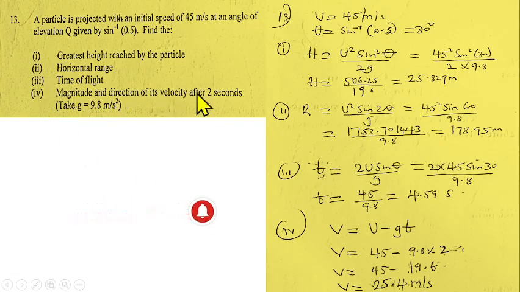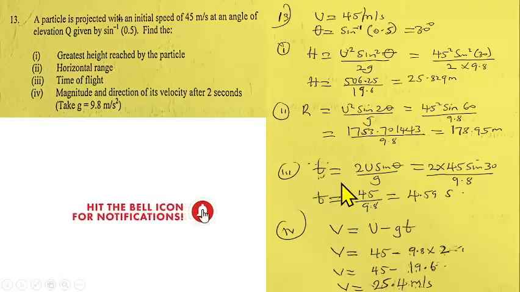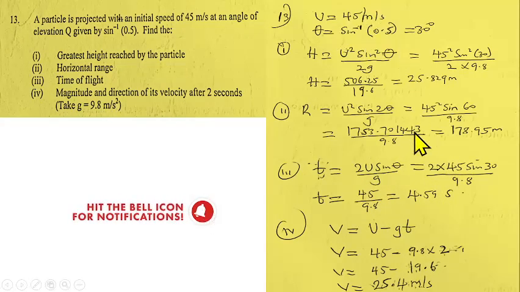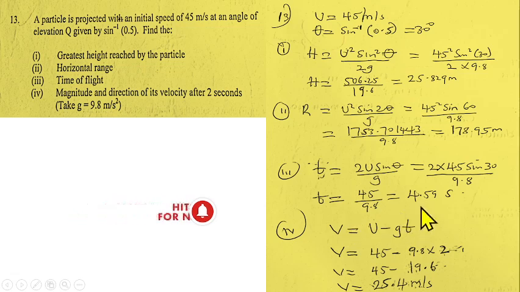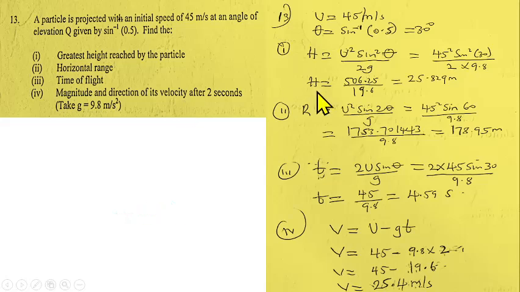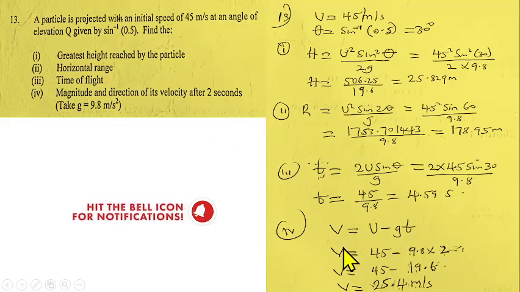You have to find the time of flight, which is t equals 2 u sine theta over g. Put in your values as you have been given here and you have t to be 4.95 seconds. Then you have to find the magnitude of its velocity after 2 seconds. So with that, we are looking for the final velocity now, because you have been given the initial velocity.